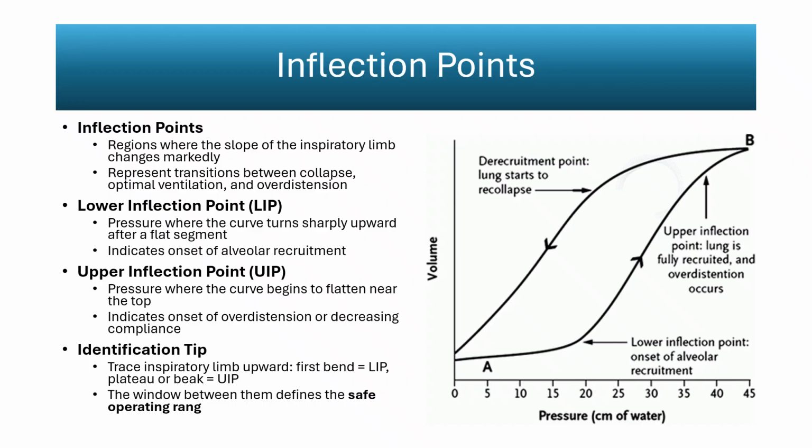Near the top of the curve, the slope begins to flatten again. This change marks the upper inflection point. Beyond this point, additional pressure produces progressively smaller increases in volume because the lung is nearing the limits of safe distension. Alveoli become overstretched and compliance decreases, so the curve bends toward a plateau. This transition signals the onset of overdistension. Identifying these inflection points allows recognition of the pressures at which alveoli begin to open and the pressures at which they begin to overstretch. The segment between these 2 points defines the most stable and protective range for ventilation.